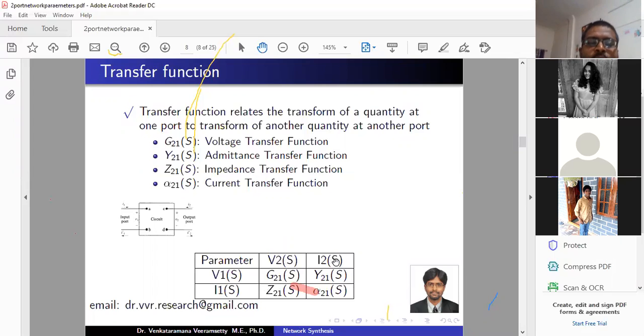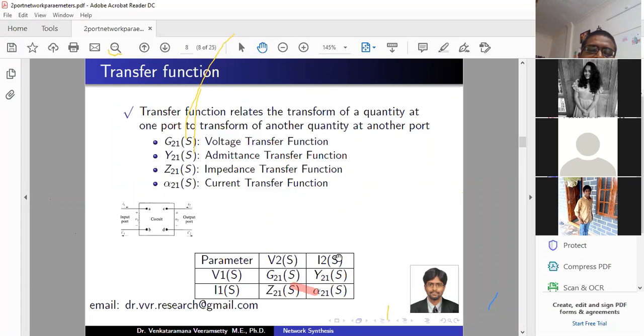V2 of S and I2 of S are the transform voltage and current at the second port. V1 of S and I1 of S are the transform voltage and current at the first port. We are trying to correlate the quantity at one port with the quantity at the other port. If we correlate V1 and V2, it is called G21 of S. G21 of S is nothing but V2 of S by V1 of S. That means the ratio between the transform voltage at the second port and the transform voltage at the first port is also called a voltage gain, or voltage transfer function.